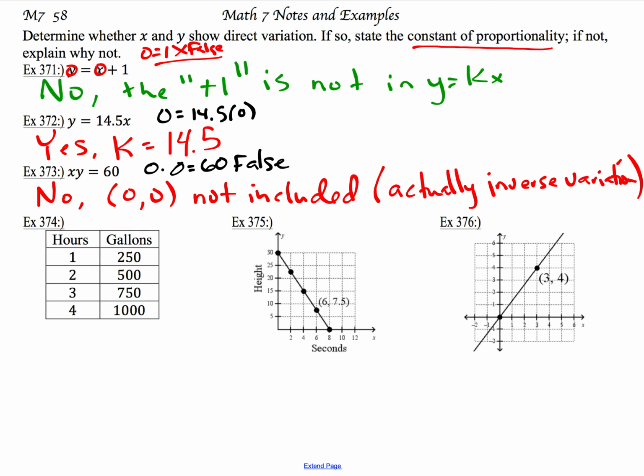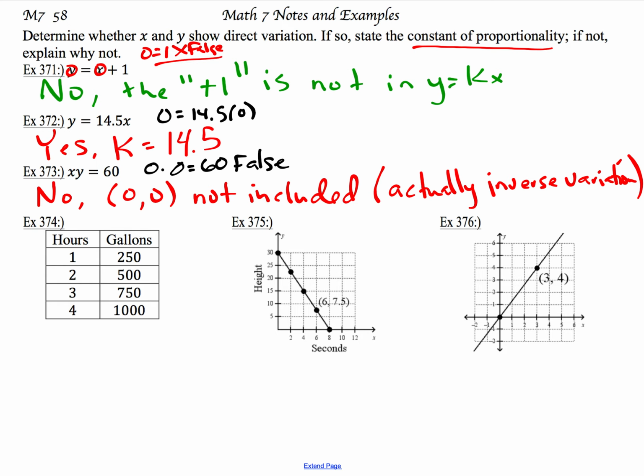Okay, let's look at a table here. The example 374: hours 1, 2, 3, 4, gallons 250, 500, 750, 1,000. I don't see 0, 0 in the table, so we don't have that quick check. But let's go ahead and just see if all the ratios are the same.